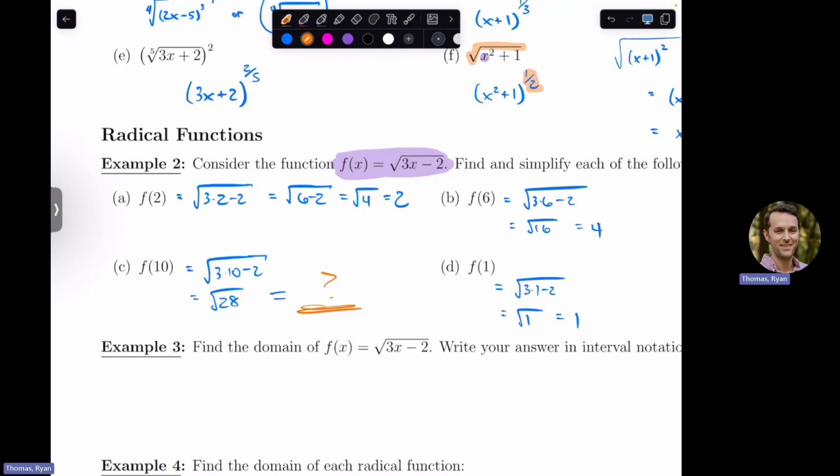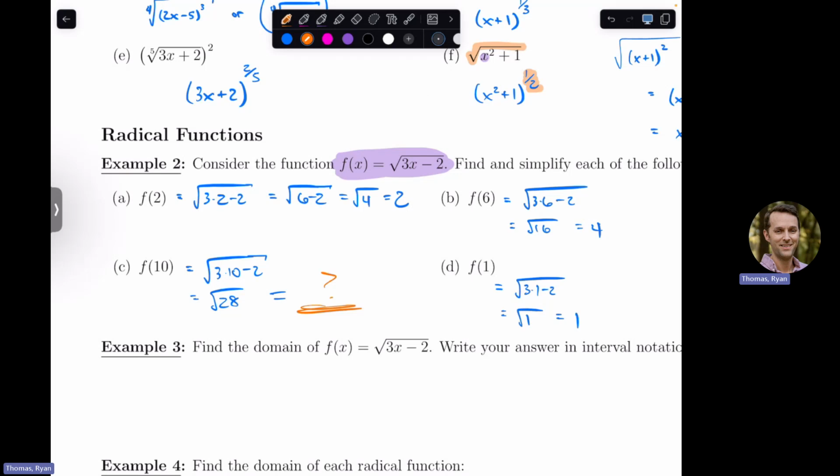All right, 3x minus 2. So if you plug in 2, 3 times 2 is 6. 6 minus 2 is 4. So we get the square root of 4, which is 2. Plug in 6. 18 minus 2, 16. Square root of 16 is 4, right? So we get 4. So here, points that the thing passes through.